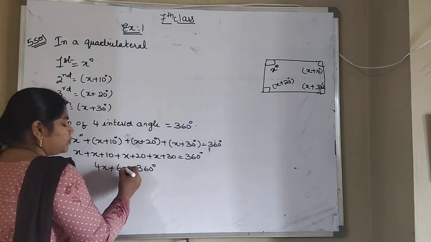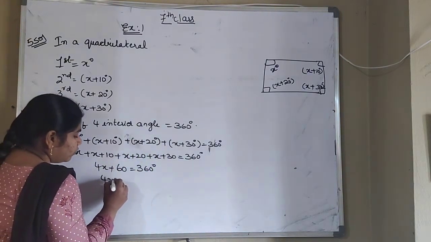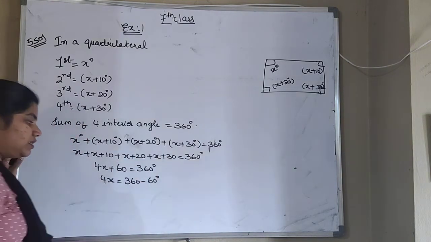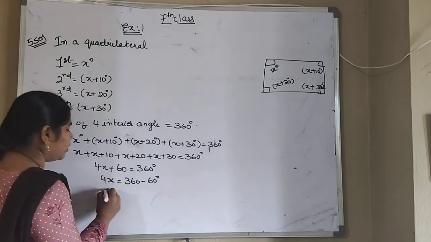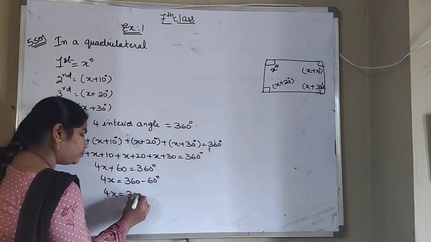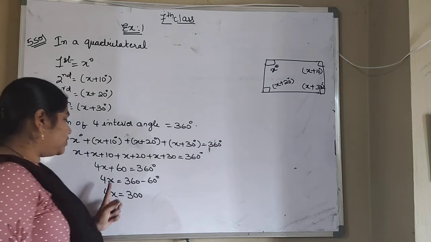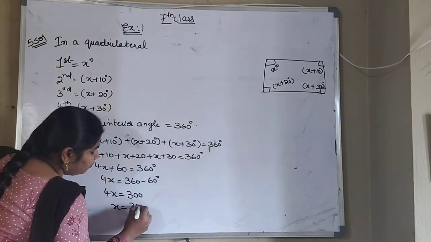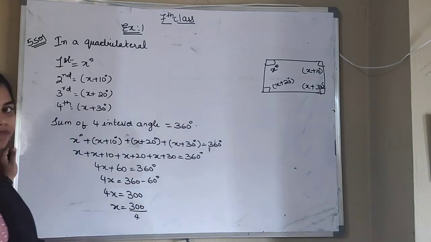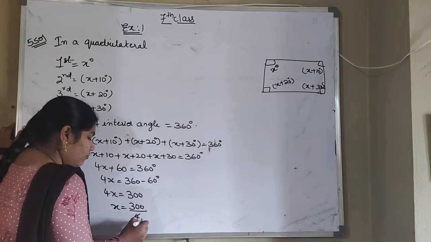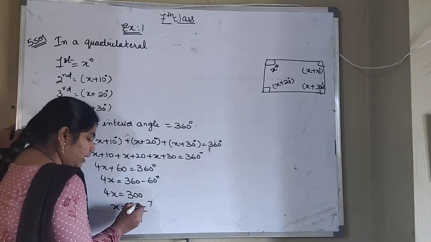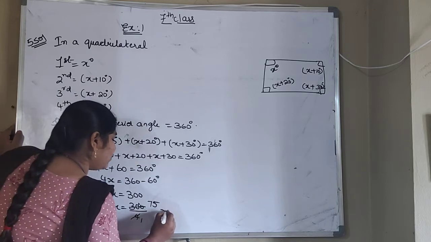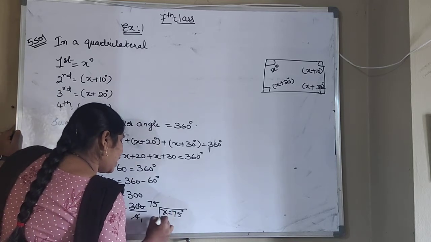Now transpose the 60 to the other side. So 4x is equal to 360 minus 60 degrees. What is 360 minus 60? That will be 300. Now transpose this 4 to the other side, that will be in the form of division. So x is equal to 300 by 4. 4 sevens are 28, 2 remaining, 4 fives are 20. So the x value you got is 75 degrees.